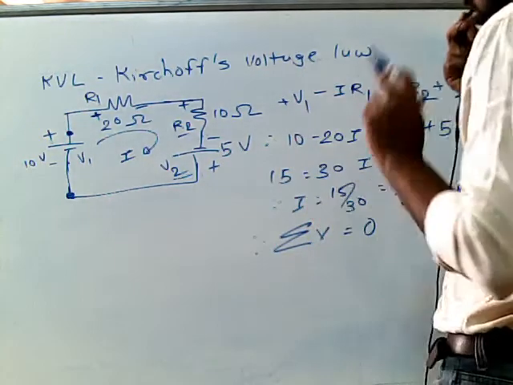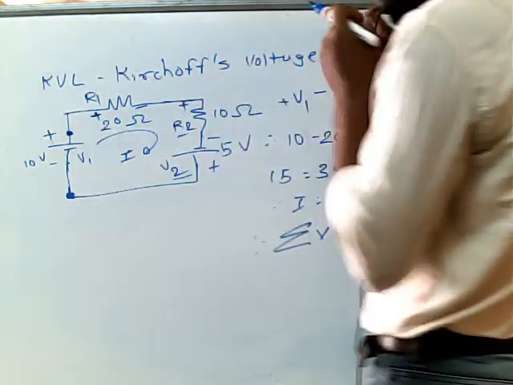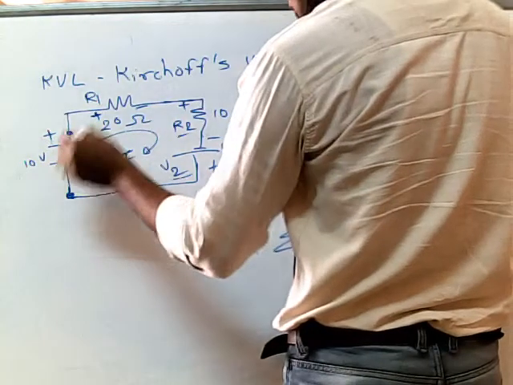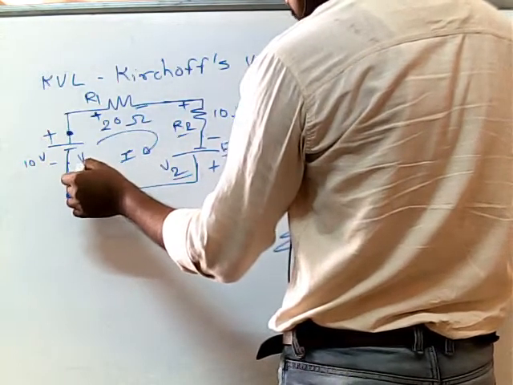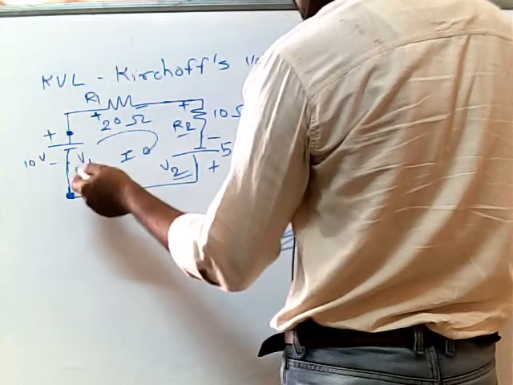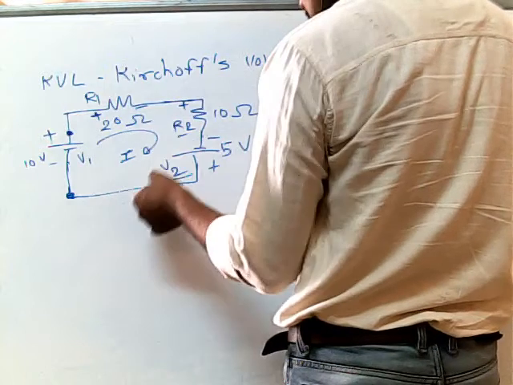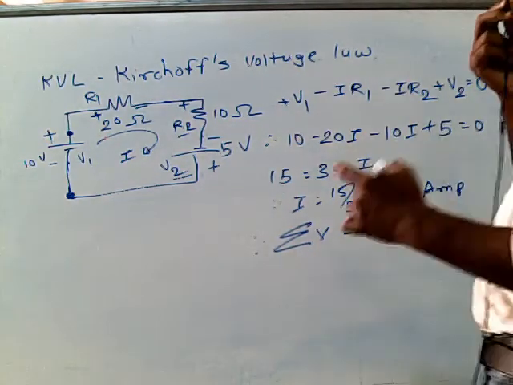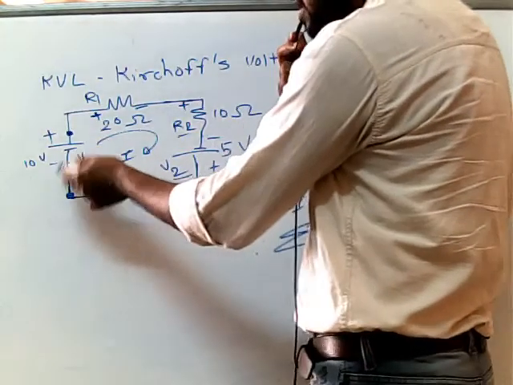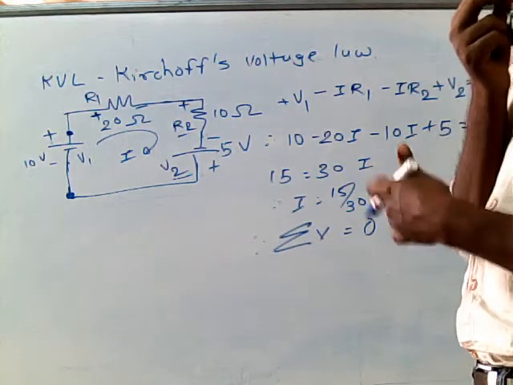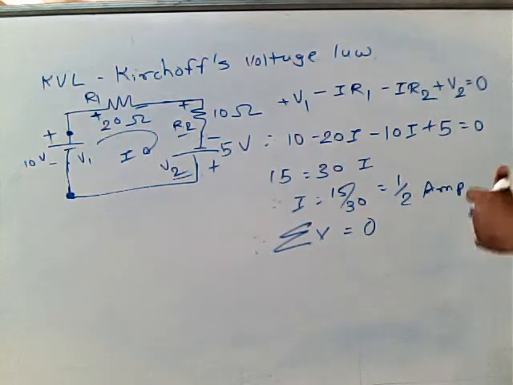One thing we should take into account here is that in this case I have considered plus sign for voltage rise and minus sign for voltage drop. If you are considering minus sign for voltage rise, then you have to consider plus sign for voltage drop. That will also work, but if you are taking plus sign for voltage rise, you have to take minus sign for voltage drop. This is nothing but the KVL.